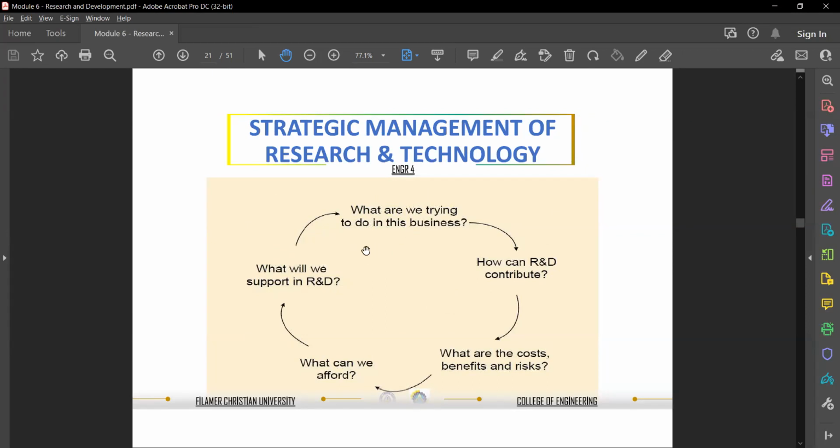Here, we should question ourselves. What are we trying to do in this business? What really do we need to do here? How can research and development contribute? How can we benefit from research and development? What are the costs, benefits, and risks? Then, can we afford this? Di ba? And what will we support in R&D? And so on. So we need to conduct strategic management in terms of research and technology.